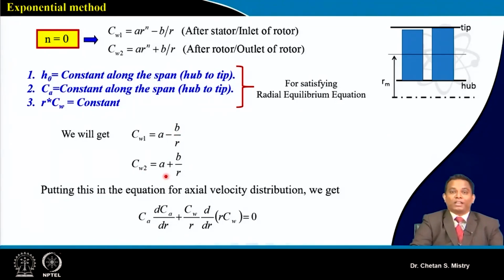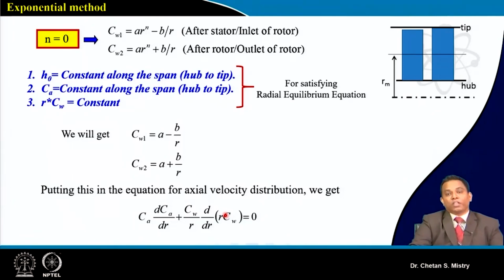Now you can understand this does not satisfy the free vortex condition, CW into R equal to constant. But as we have discussed, we can do the calculation of other parameters. So let me write down the equation. This is our equation. So we can say the variation in my axial velocity can be calculated by using this formula.